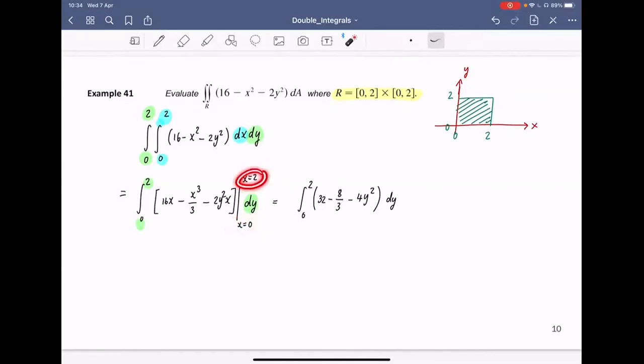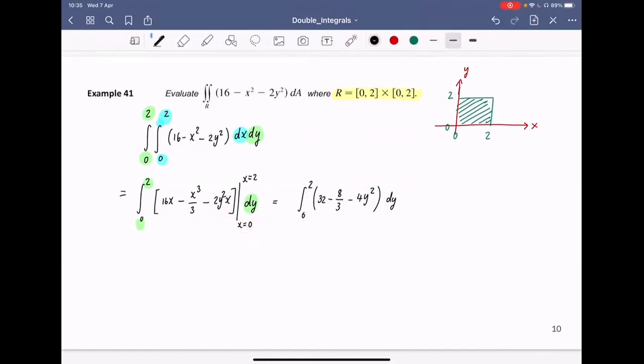So I'm going to replace x equal to 2 in that expression. I get 32, 2 cubed over 3, and then minus 4y squared here. And then after that, I plug in 0 here, which gives 0. So that is 0 anyway. And at the end, this comes back to the single variable calculus.